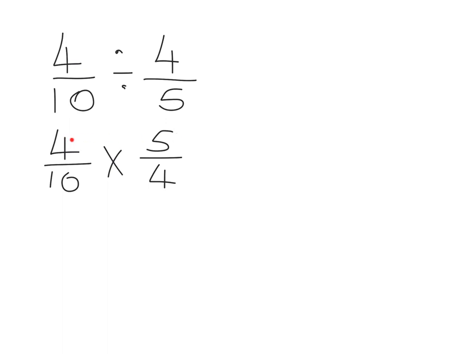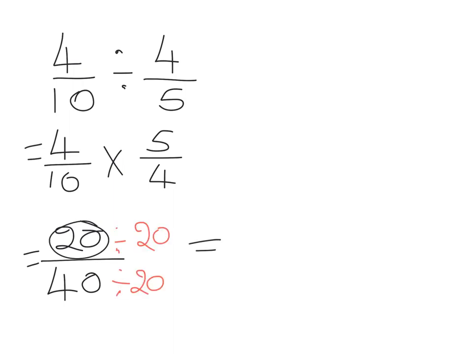So we're going to do 4 times 5. So 4 times 5 is 20, and 10 times 4 is 40. So can we simplify? Can 20 and 40 both be divided by the same thing? Yes, they can. So they can both be divided by 20, or if you don't like doing that, we can just start with half in it and keep going.